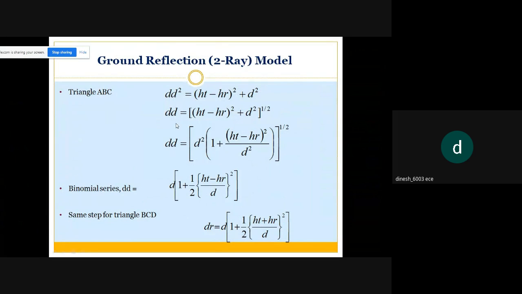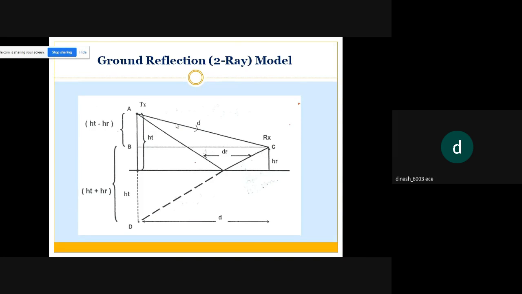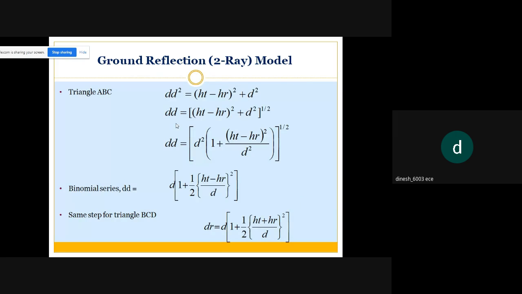So by using the hypotenuse theorem, for this triangle ABC, we can find the distance D. So d_d will become the square root of D squared times (1 plus ((HT minus HR) divided by D) the whole squared). So this d_d can be expanded using the binomial series. So it can be written as D, taking common, (1 plus half of (2 (HT minus HR) divided by D) the whole squared). So the same step for triangle BCD.